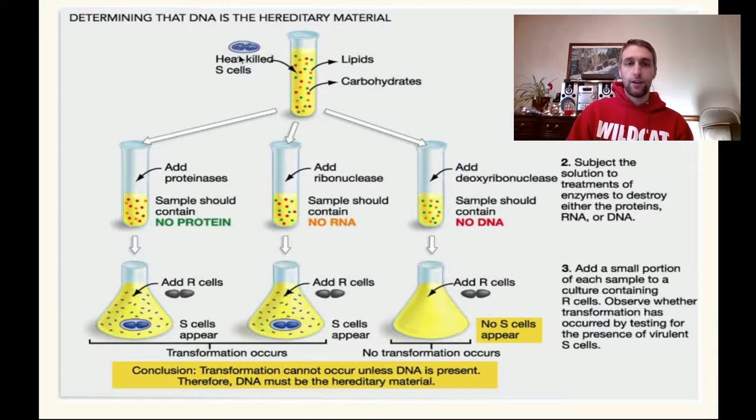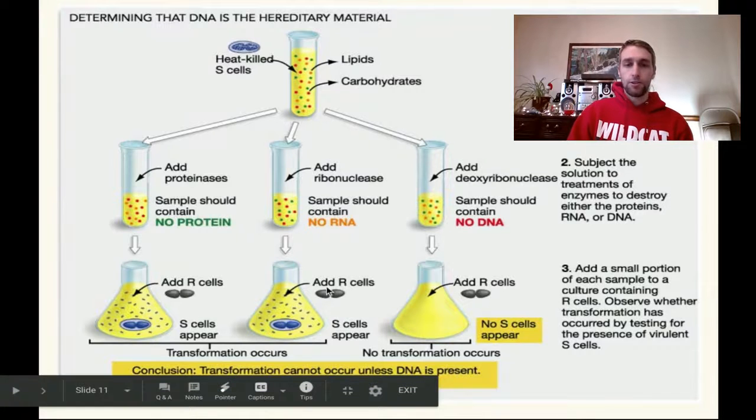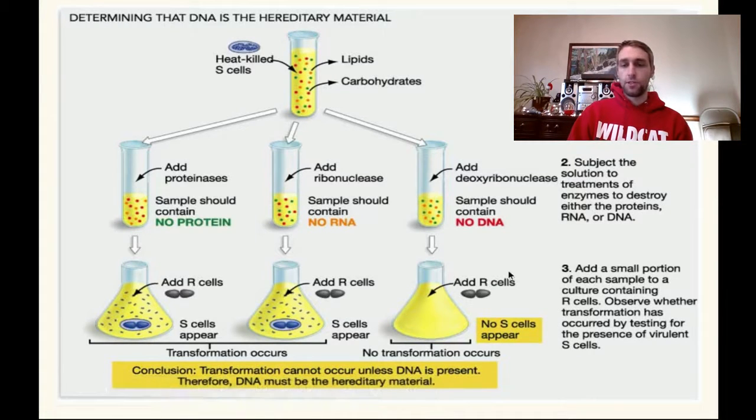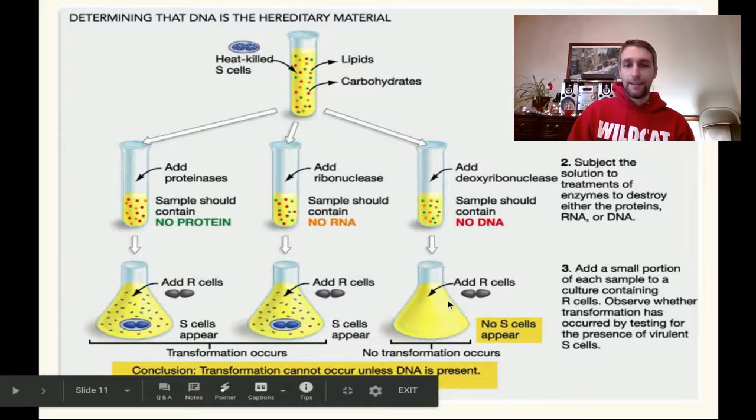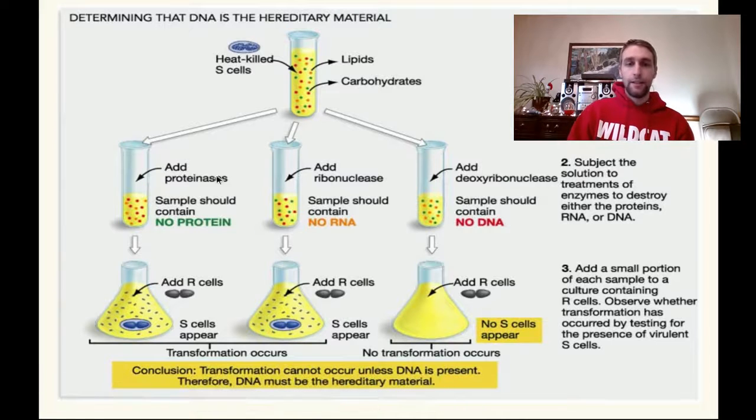So these are the heat-killed S cells, so the ones that were dangerous, but then they were killed. And then in the last step, you're going to see that we add the R cells, the rough ones. So those are the ones that were safe on their own, but they became dangerous when mixed with the heat-killed smooth cells. And what happened in between for the different trials is he added different enzymes to the mixture that would destroy one and only one type of molecule. So over here, he added proteinases. Those are enzymes that chop up proteins. So this sample had no proteins in it.